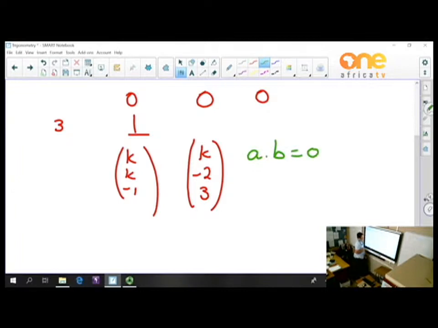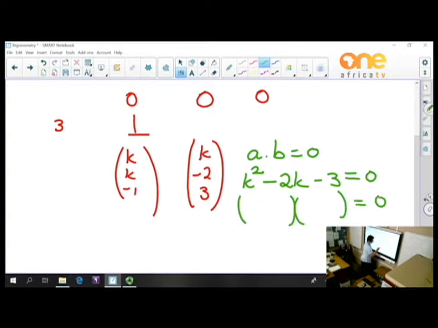What is a dot b? It's i·i plus j·j plus k·k. So i·i is k squared, j·j will be negative 2k, and k·k is negative 3, equal to 0. And this is a trinomial. I will factorize this one.